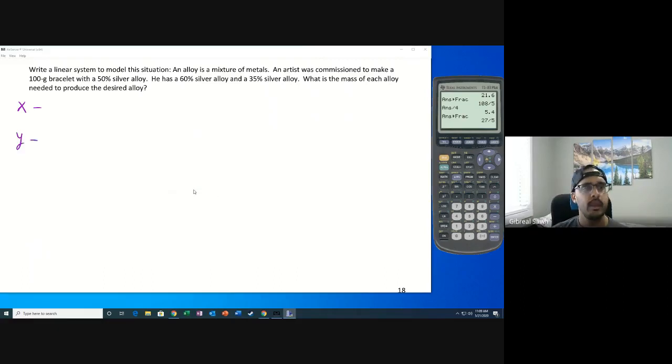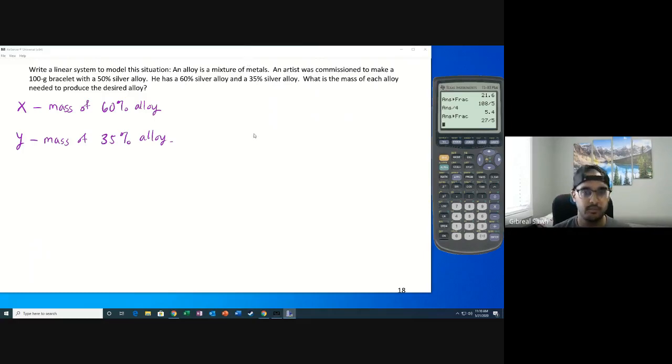Now, the question usually tells you what your variables are going to be. So the question says, what is the mass of each alloy needed to produce the desired alloy? I have an alloy of 60%. I have an alloy of 35%. Those are my two things right there. So I'm going to need a mass of each. I need a mass of the 60% alloy, and I need a mass of the 35% alloy. Okay, I need a piece of each to put together to make the new one.